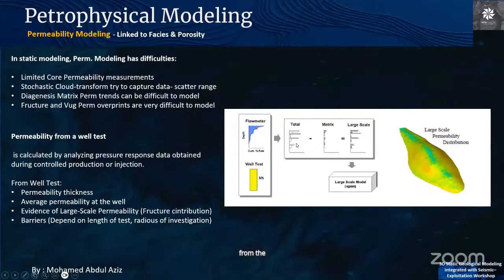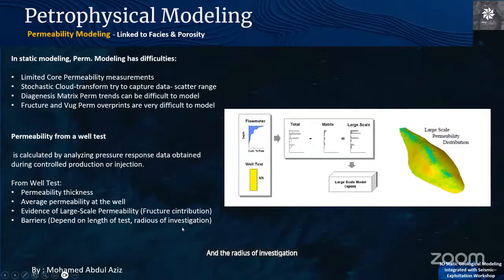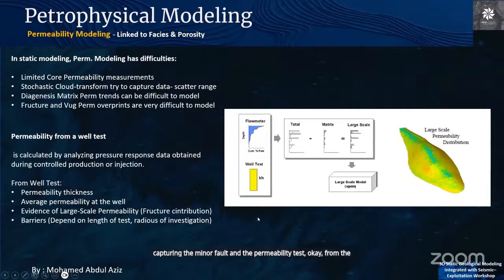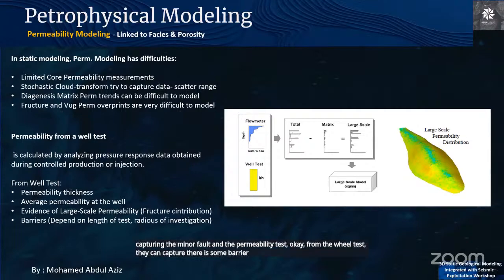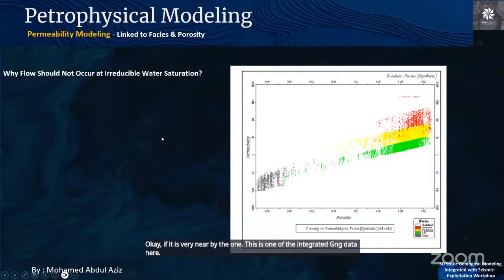There is a beneficial point here helping the geoscientist, which is the barriers, because it depends on the length of the test and the radius of investigation. They can detect the barriers, because sometimes with seismic resolution they cannot capture a minor fault, while from the well test they can capture that there is some barrier, or they can validate your fault if it is very near the well. This is one of the integrated G&G data.